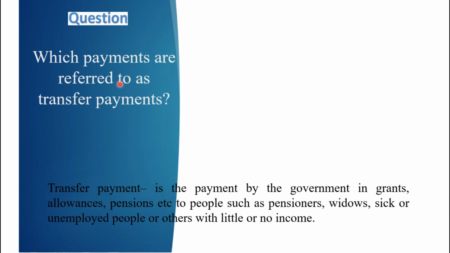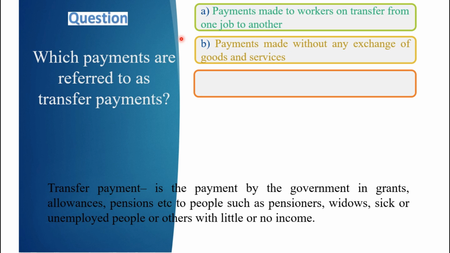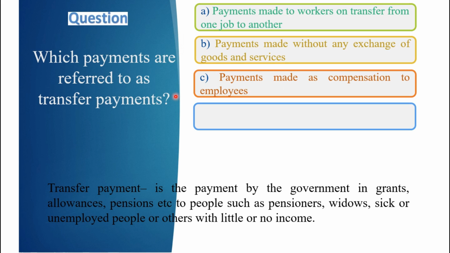Our next question is, which payments are referred to as transfer payments? Option number 1, payments made to workers on transfer from one job to another. Option number 2, payments made without any exchange of goods and services. Option number 3 is payments made as compensation to employees. Or option number 4 are all of the above.